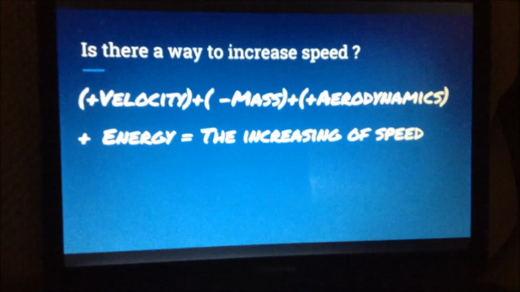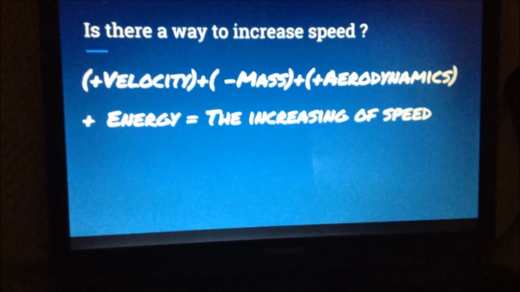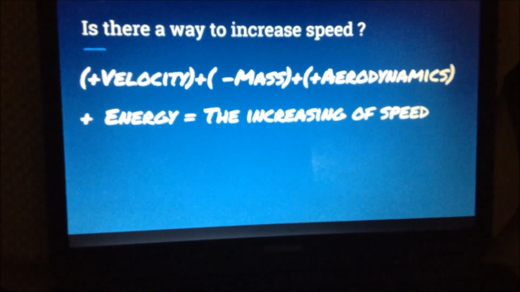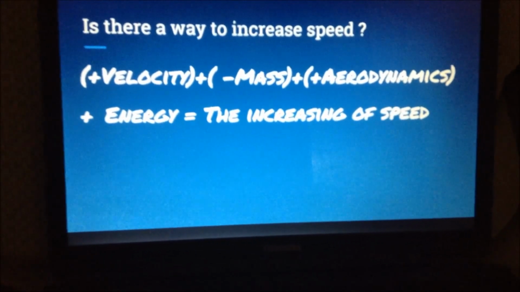Is there a way to increase speed? There's a way to increase speed. You would have to add more velocity, put on less mass, add more aerodynamics, and add more energy. That would help you increase it.